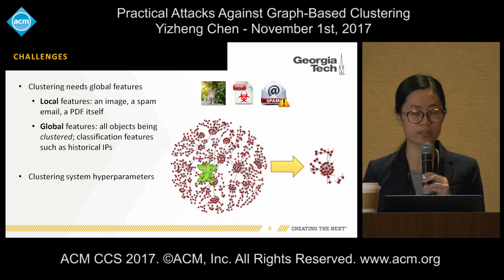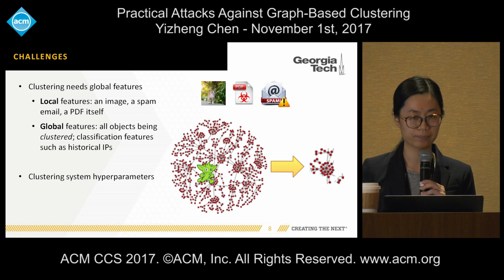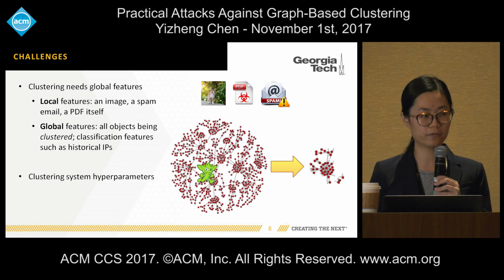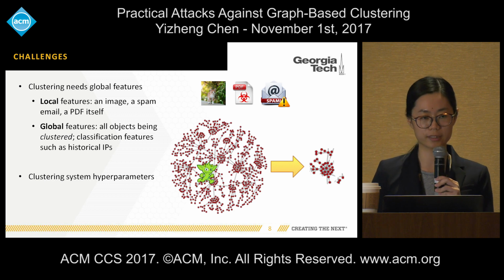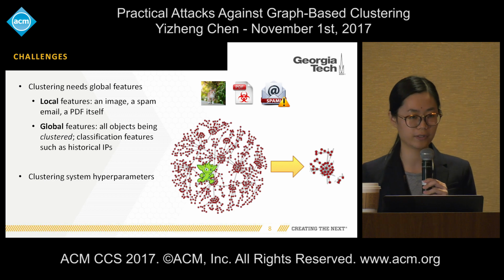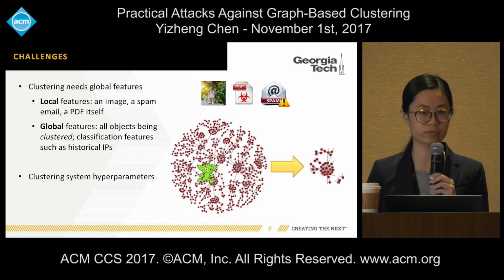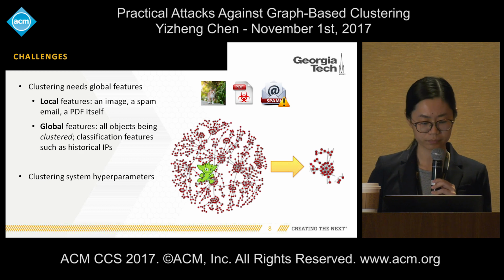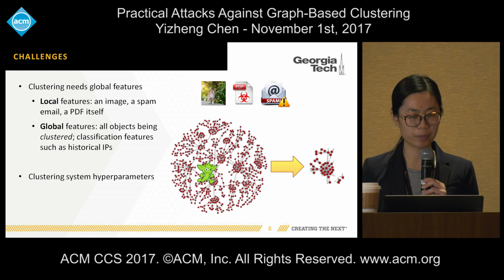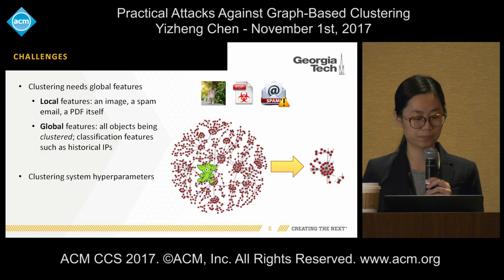In addition to the challenge of having global features, clustering systems often have a variety of hyperparameters. In spectral clustering, there's the rank in SVD that a defender needs to tune. And in Node2Vec, there are a variety of hyperparameters related to random walk sampling. And due to those challenges, we propose the following threat model.